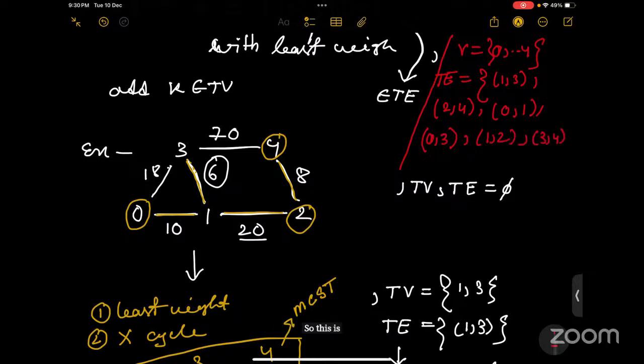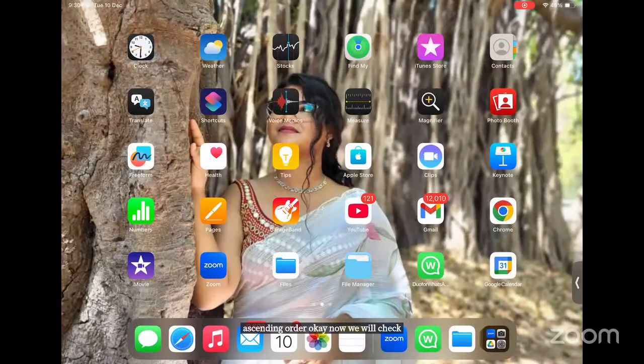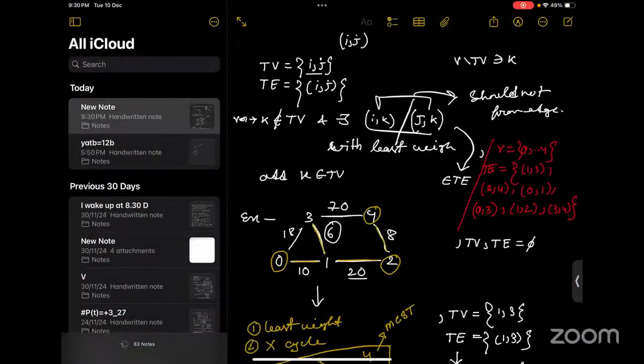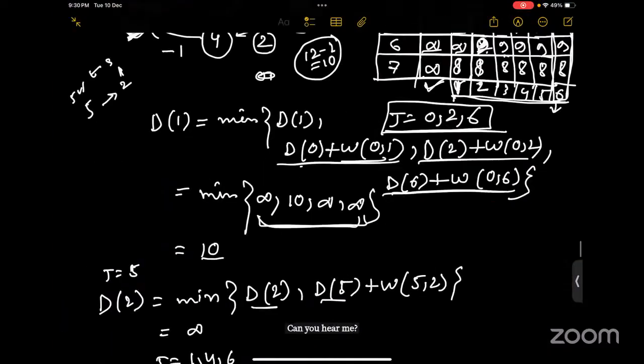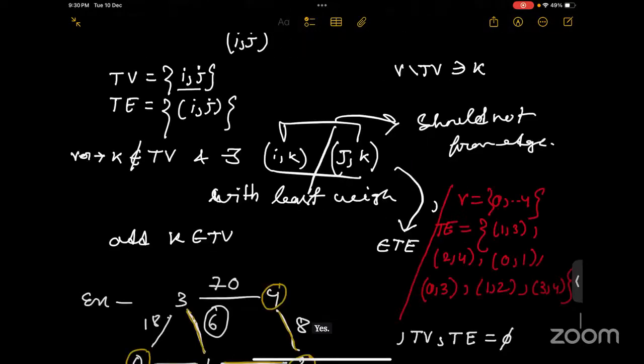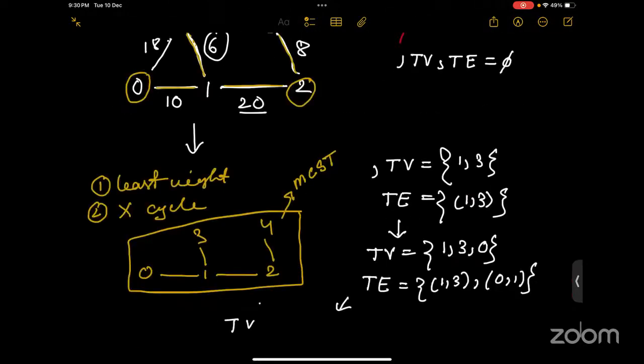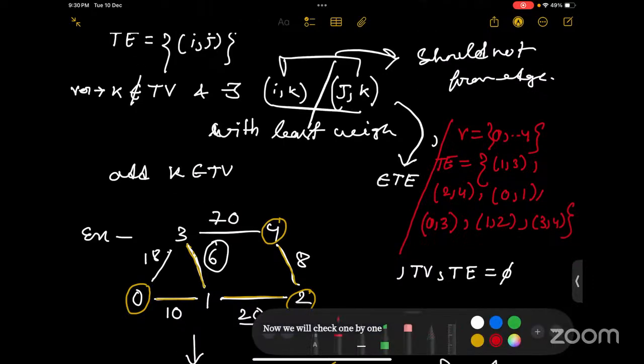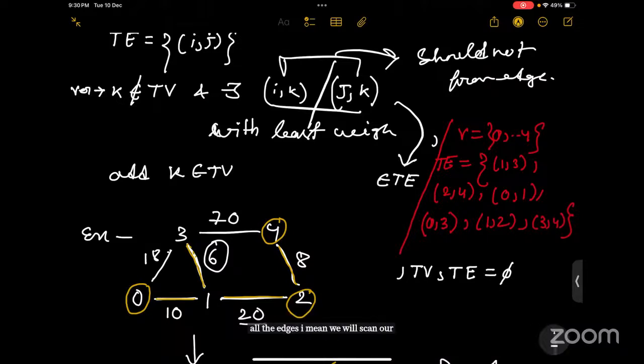We have to list all the edges in ascending order. Okay. Now we will check all the. What happened? Can you hear me? Yes, ma'am. Okay. Now we will check one by one all the edges. I mean, we will scan our T vertex set and then we will discard the edges which are forming cycles.